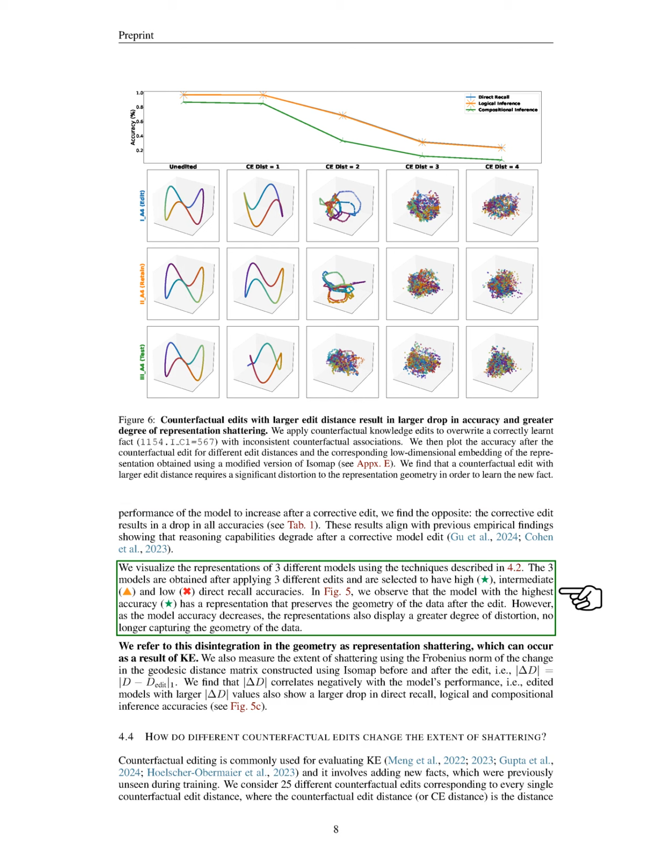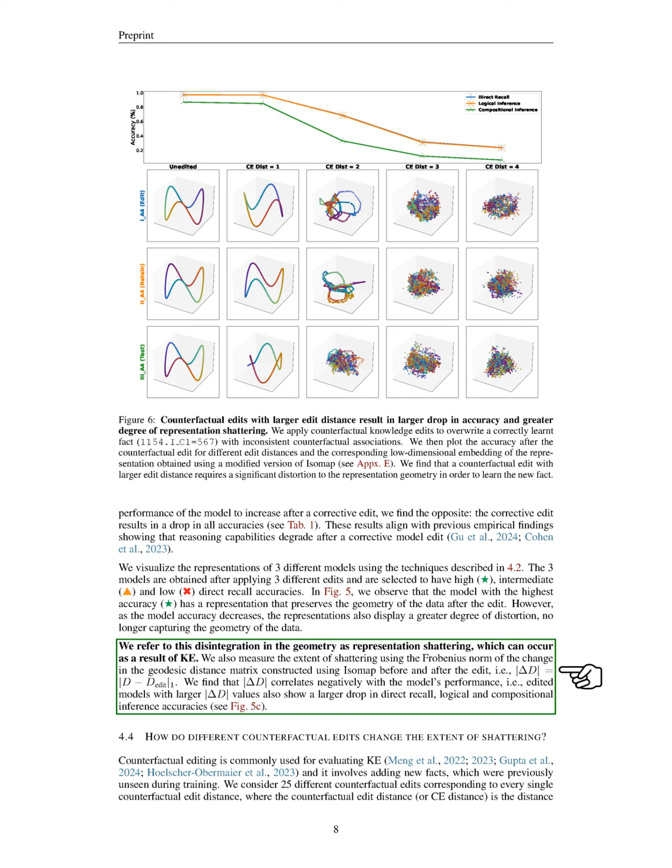We visualize the representations of three models, each resulting from different edits, selected for their varying direct recall accuracies. We notice that the model with the highest accuracy maintains the data's geometric structure after the edit, while lower accuracy models show more distortion, failing to capture the data's geometry. We term this loss of structure representation shattering, which can result from knowledge editing.